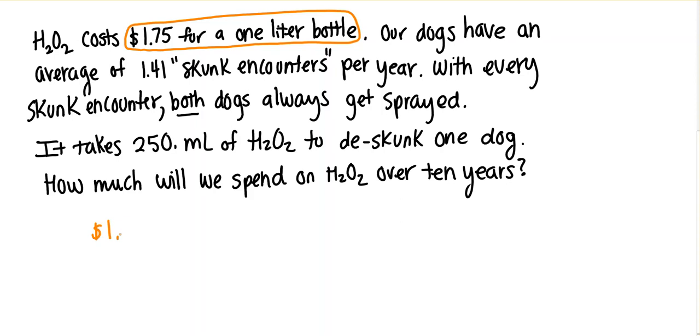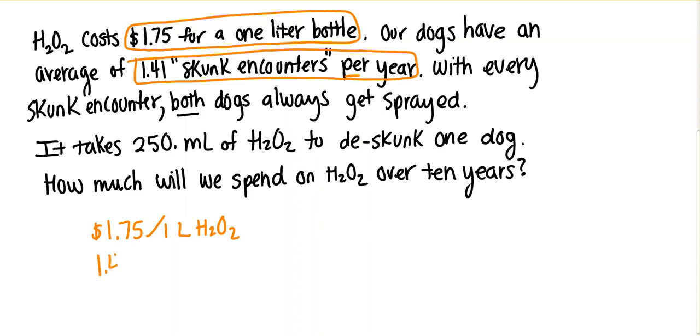So I'm going to write these down here just to make it easier to refer to. And H2O2 is hydrogen peroxide. Okay, so there's my first conversion factor. Next, our dogs have an average of 1.41 skunk encounters per year. So I see that word per, and that's a good hint that I have a conversion factor. So let's write that like this. I'm going to call it encounters.